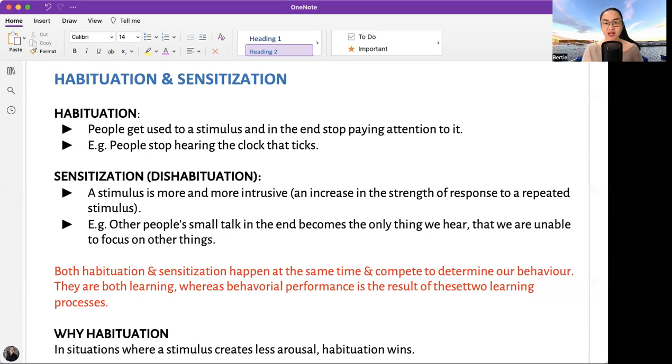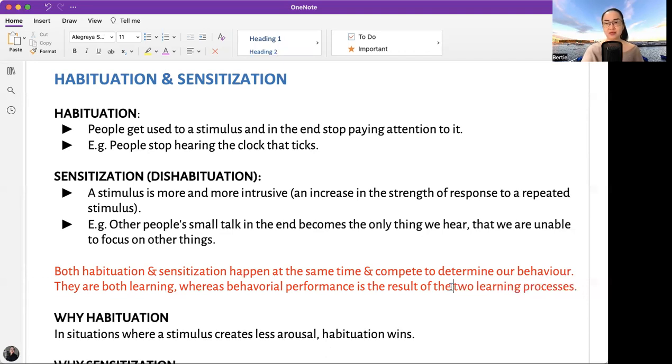Both habituation and sensitization happen at the same time and compete to determine our behavior. They're both learning, whereas behavioral performance is the result of the two learning processes. Sorry for the typo error.